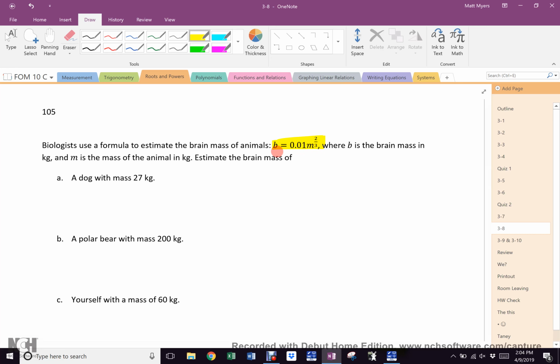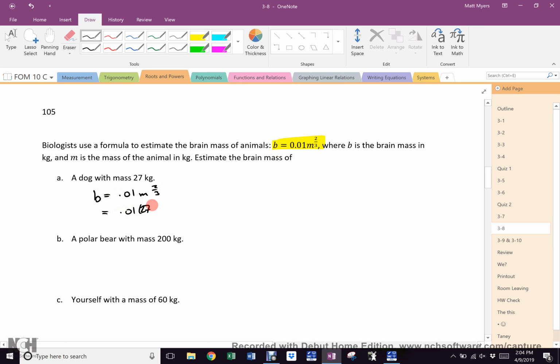So would we use our calculator, or would we use all the numerator goes here, denominator goes here? What are we going to use? Our calculator, right? So let's do so. B equals 0.01 m to the 2/3. What's going in for m?